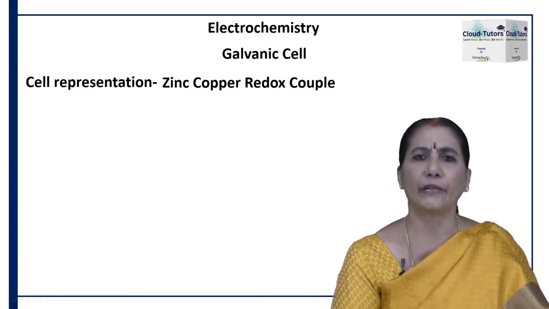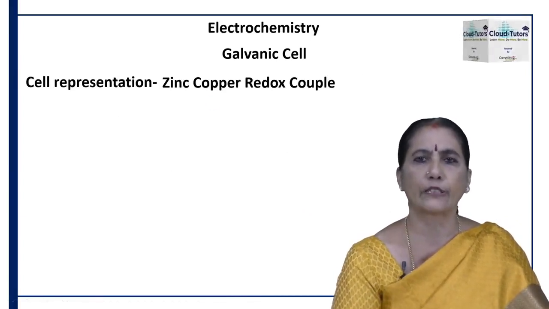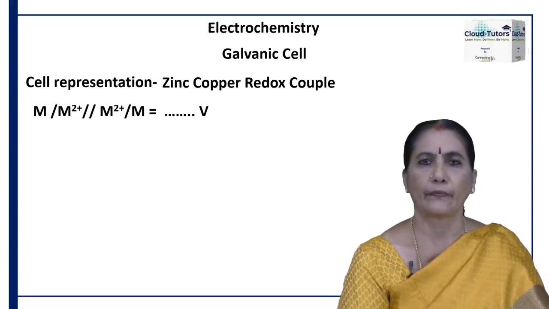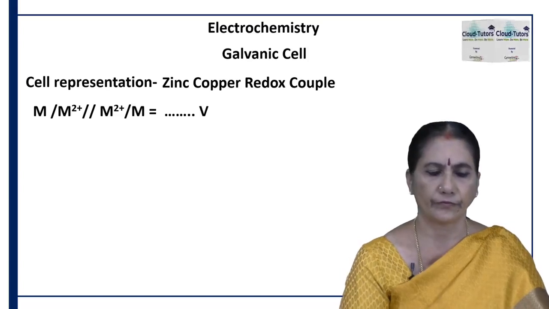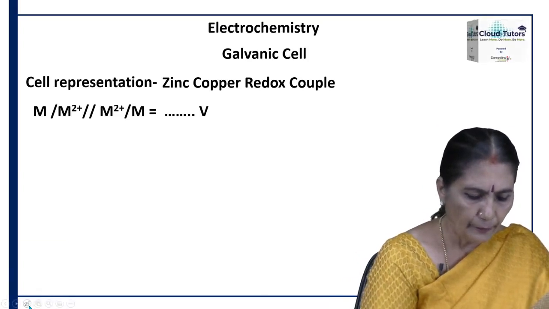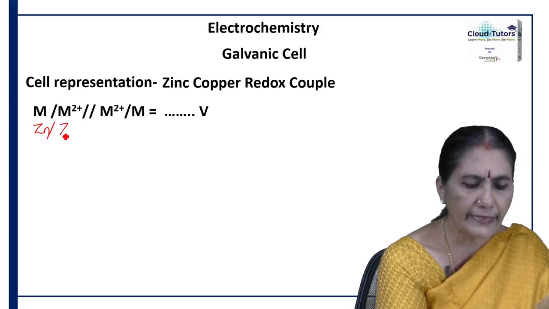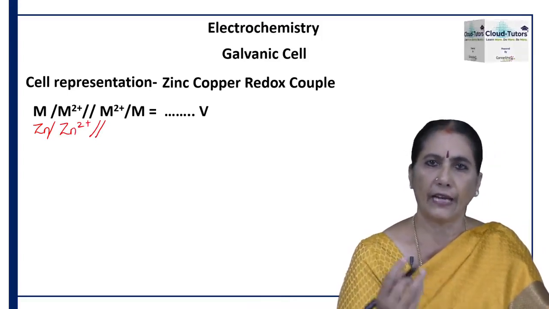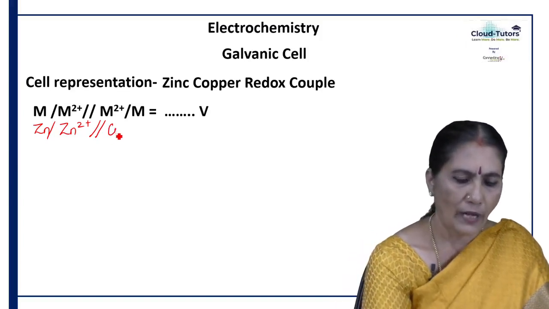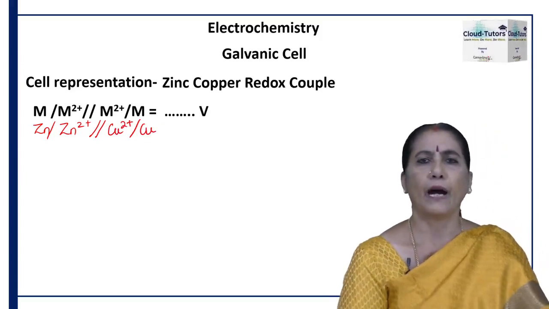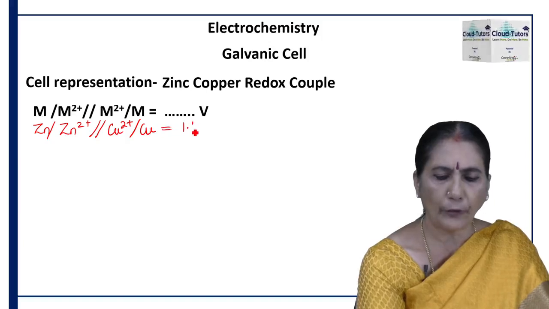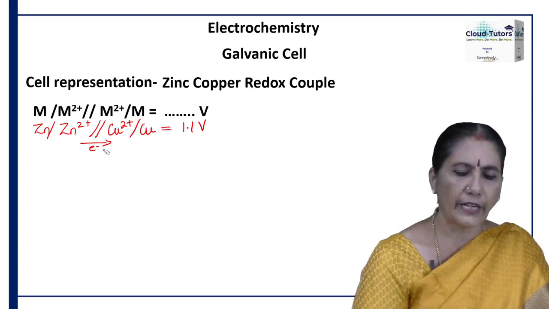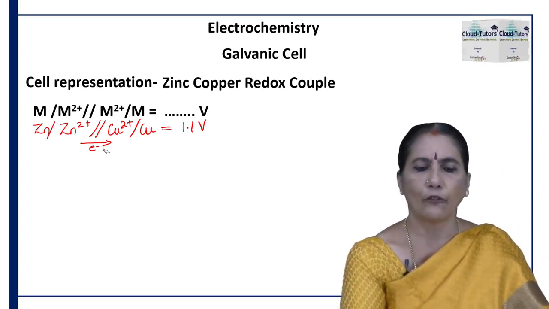So, how to represent a particular cell? If I am talking about a zinc copper redox couple, then M slash the ion of M. If I say zinc is immersed in zinc sulfate, then I will write it as, let me just use red color, zinc divided by Zn2 plus. And then put a double slash, which indicates the salt bridge. And what is happening in the other half cell? You have copper 2 plus bar copper, and that is equal to 1.1 volt, and denote the flow of electrons like this. This is the notation for the cell representation involving what is called a zinc copper redox couple.